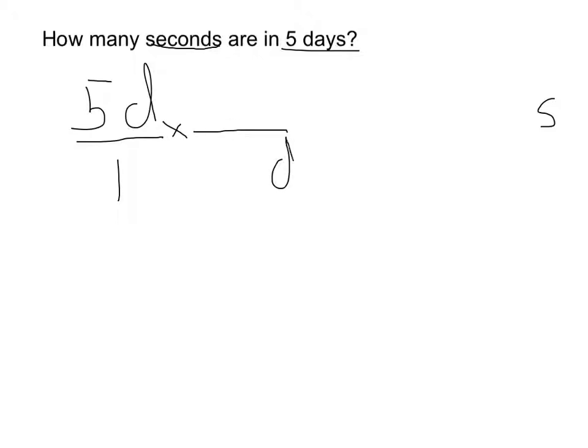Alright, we'll put days on the bottom, hours on top, and we know that there are 24 hours in 1 day. That would be our conversion factor. So days will cancel, and if we were to solve it here, we would know how many hours there are, because hours is the only unit left. But we want to know seconds, so we're not there yet.